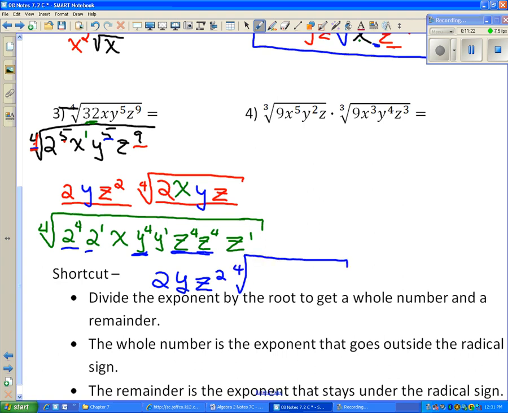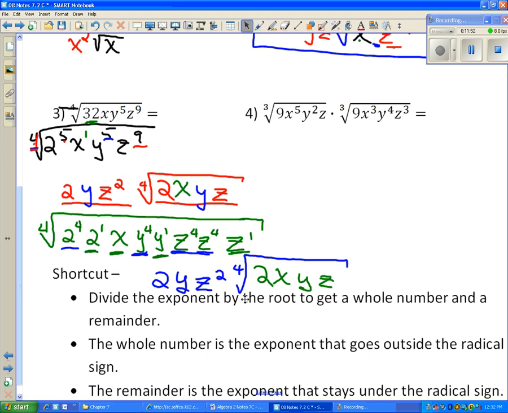What's left inside, I'll use a different color, is a 2, an X, a Y to the 1st, a Z to the 1st. There is my final answer. If you notice, they're exactly the same answer. It's two different ways to do the same problem. Which way do I care that you do? I don't, as long as you figure out one way and use that way.